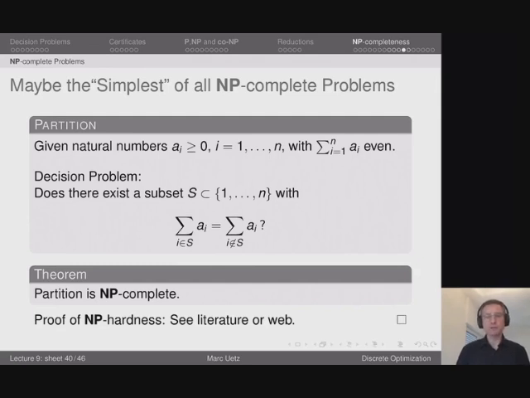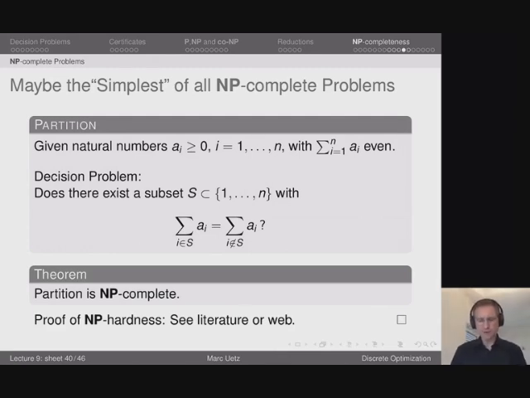Membership in NP is again clear here, because if you give me the subset, that is a valid certificate for a yes instance. The proof of NP hardness I'm not doing in this lecture, but it can be done by reduction from any of the other known NP-complete problems. The first proof that was given was from the NP-complete problem three-dimensional matching, actually, which has not been defined in this lecture.